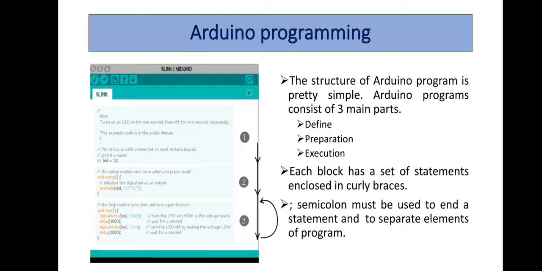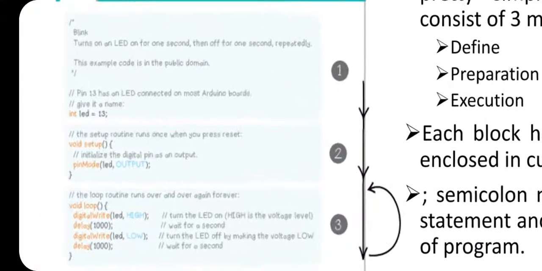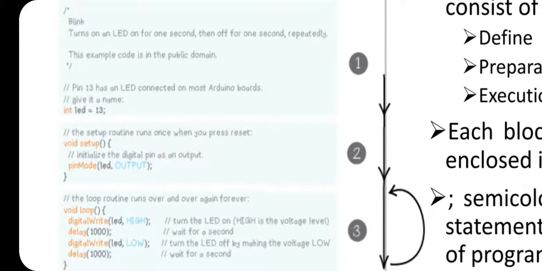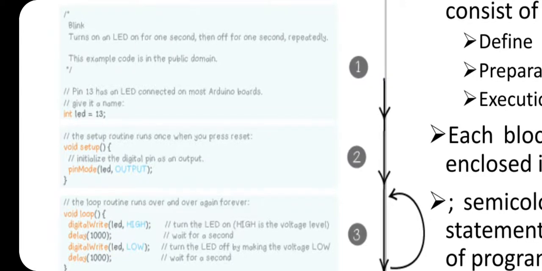Okay, so next we have Arduino programming. The structure of an Arduino program is pretty simple. An Arduino program consists of three main parts. The first part is the define part. You can see this example: int LED is equal to 13. Here we have defined that the LED is connected to pin 13 of the Arduino. So this is the define part.